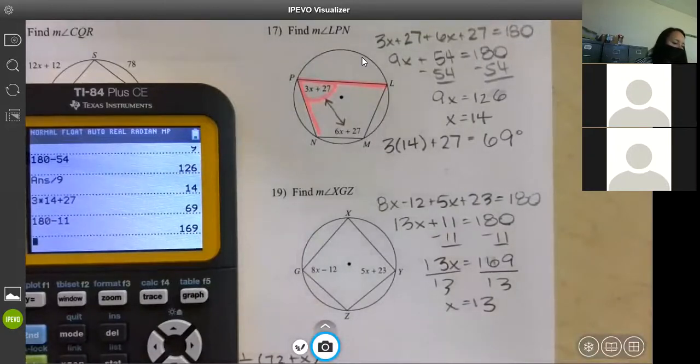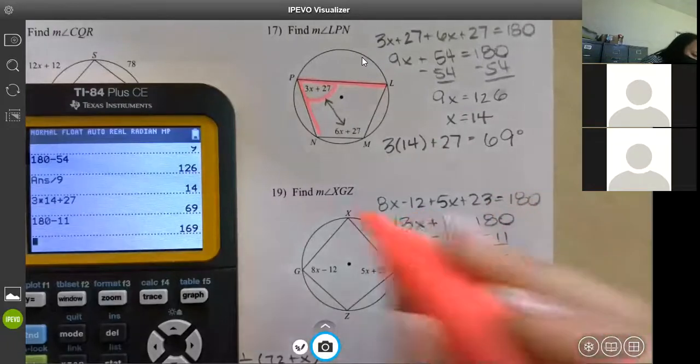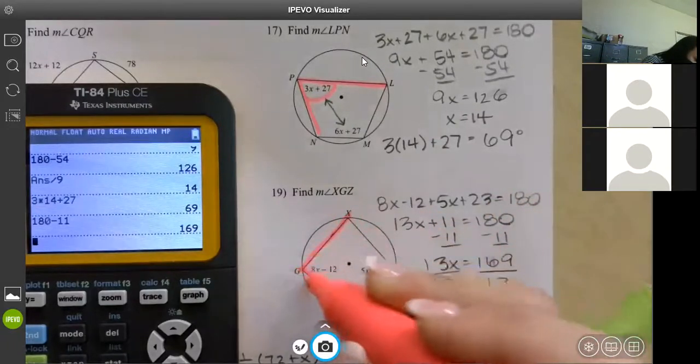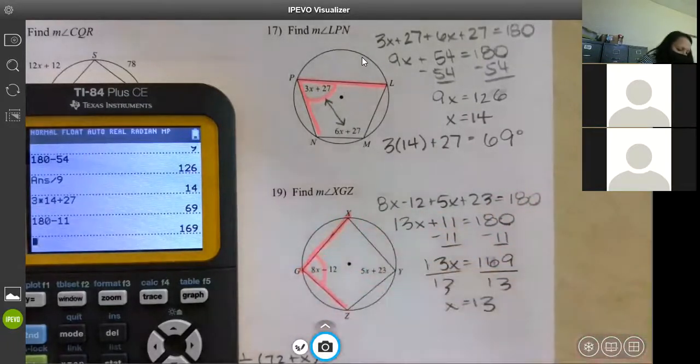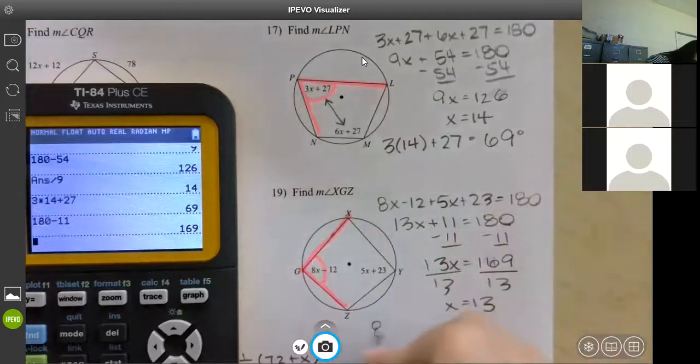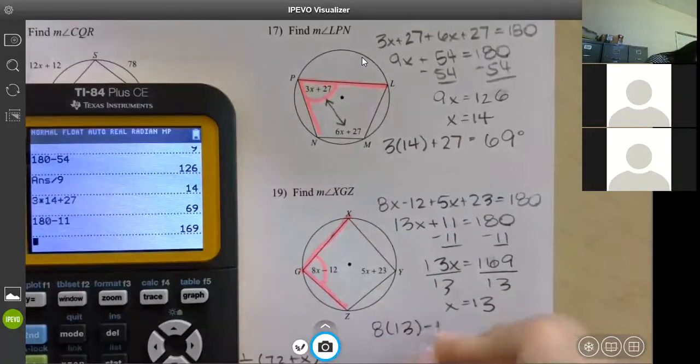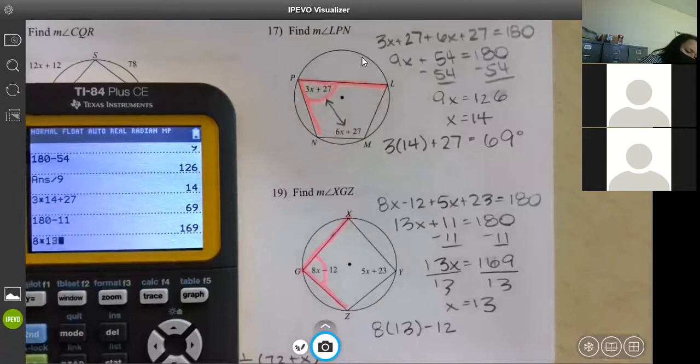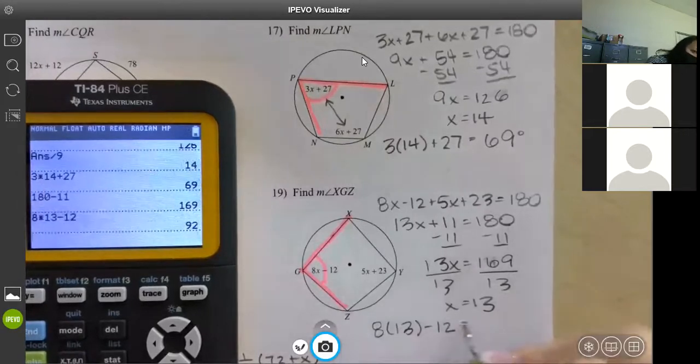It's looking for x, GZ. Guys, 13 will be one of those multiple choice answers, so you need to be very careful when you're doing these problems. On your final exam, they'll do that as well. Make sure you know what they're asking for. X, G, Z, which is this one. So 8 times 13 minus 12, then you get 92.